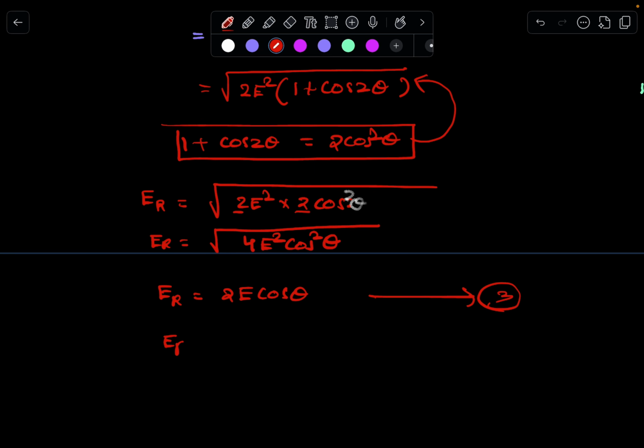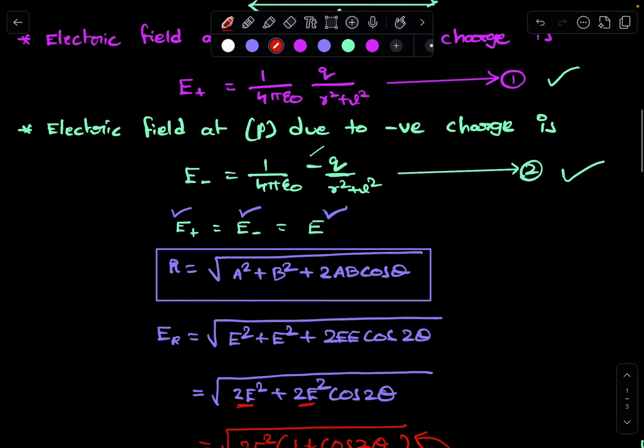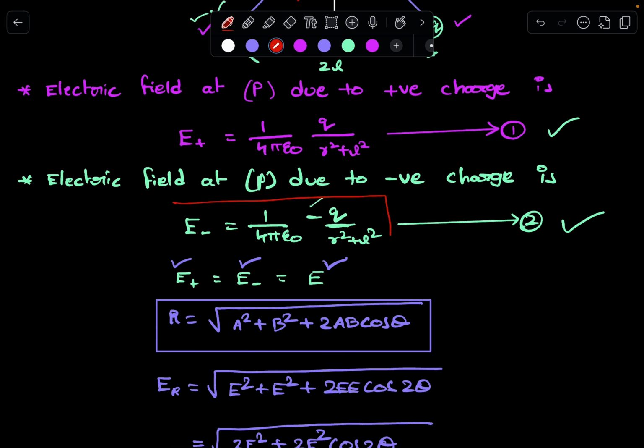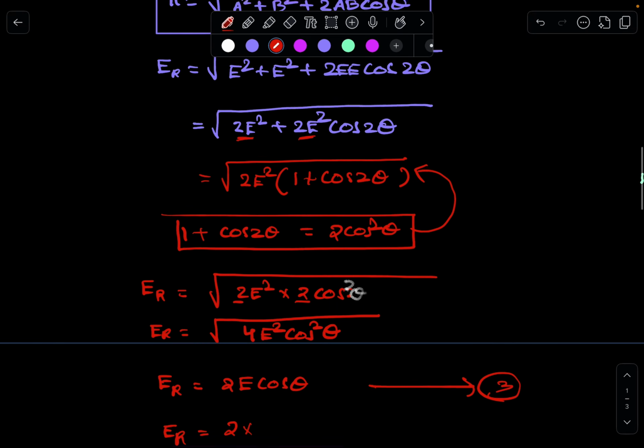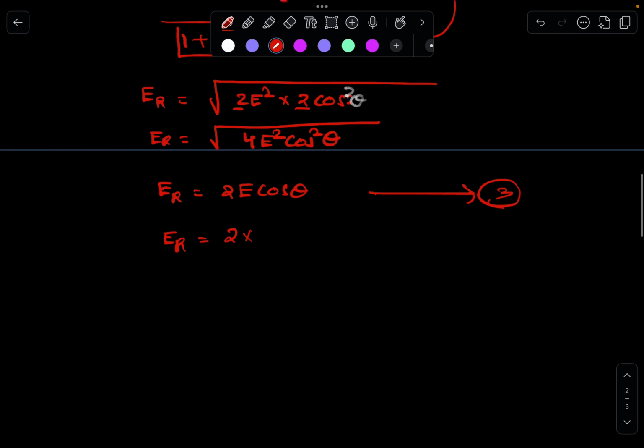So from this, resultant electric field is equal to 2 into E. Either we will choose this formula or this formula, but leave out the negative term. We can choose any one. So what is that electric field formula? 1 by 4 pi epsilon naught into q by r square plus l square into cos theta, right? Now I'm going to find what cos theta is here.